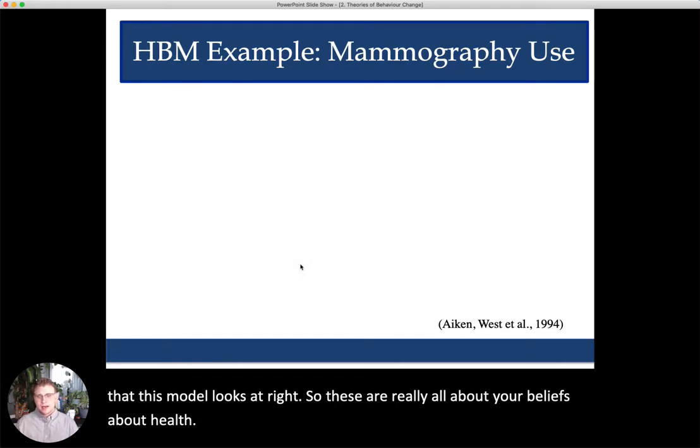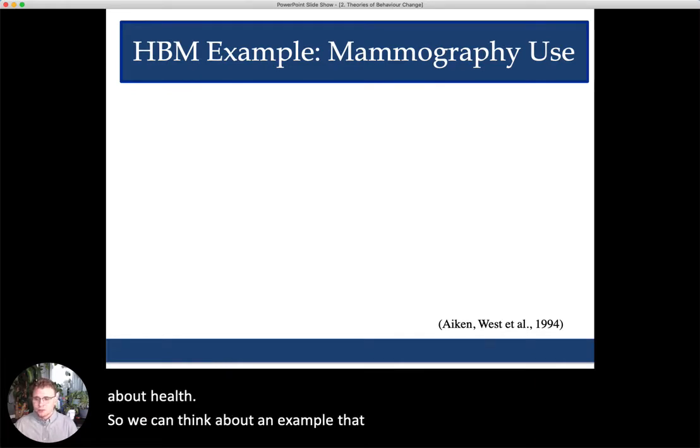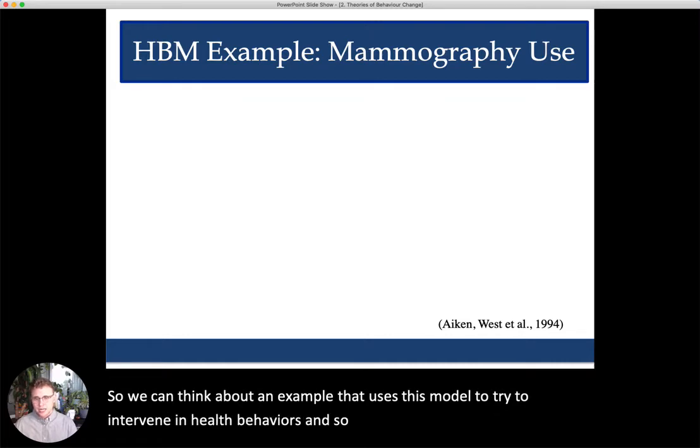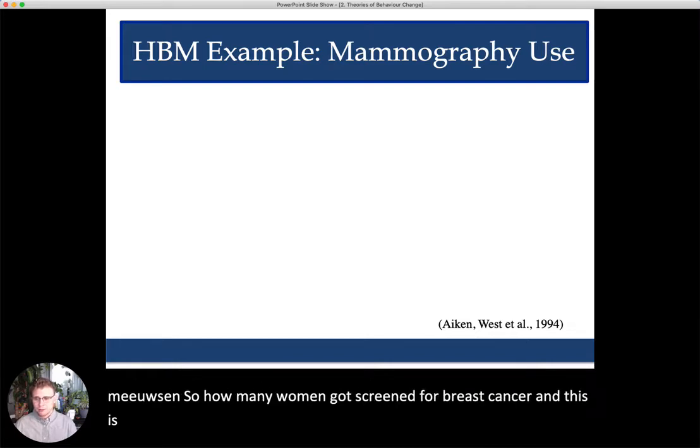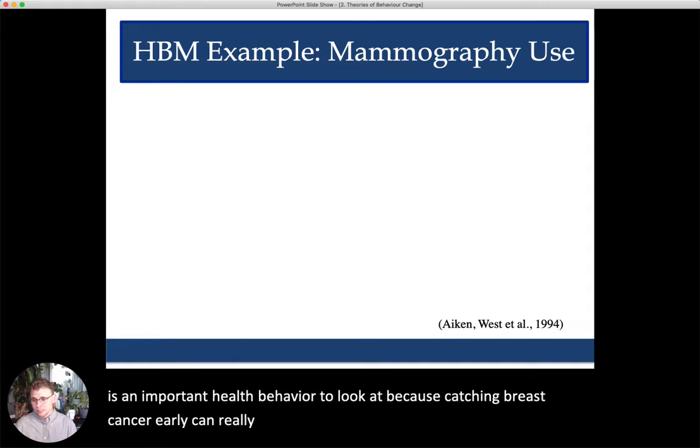So we can think about an example that uses this model to try to intervene in health behaviors. This study looked at mammogram use, and so how many women got screened for breast cancer. And this is an important health behavior to look at because catching breast cancer early can be very, very treatable.